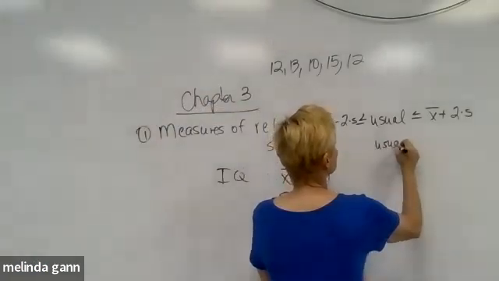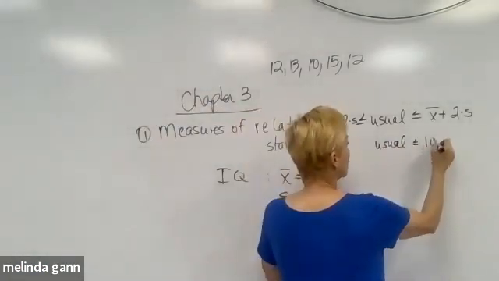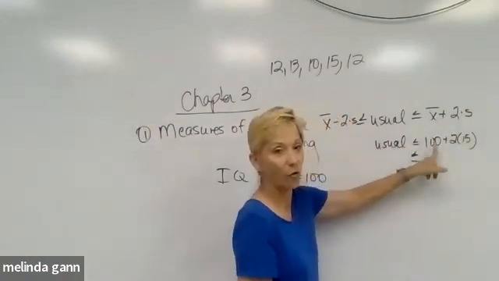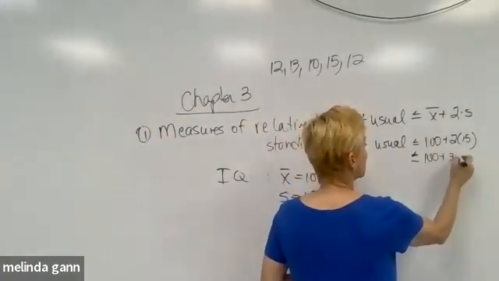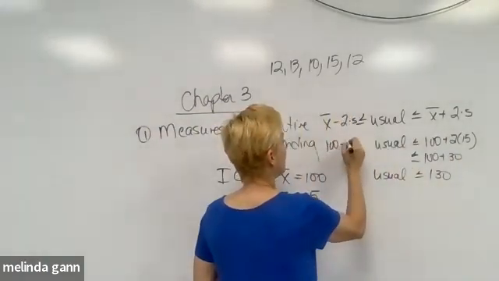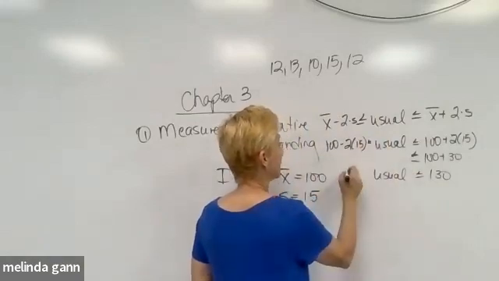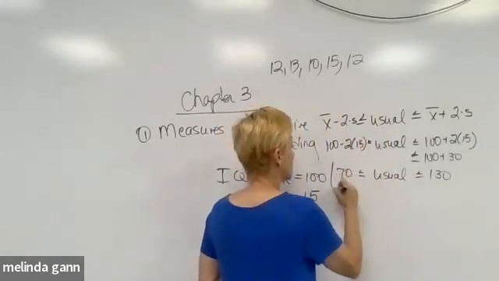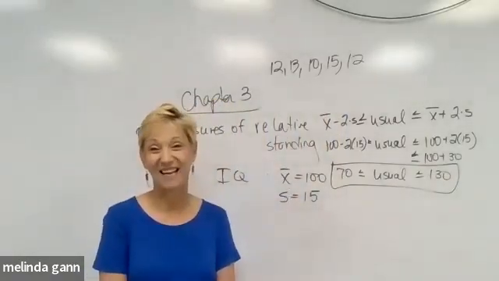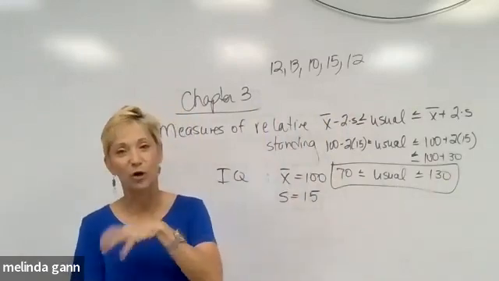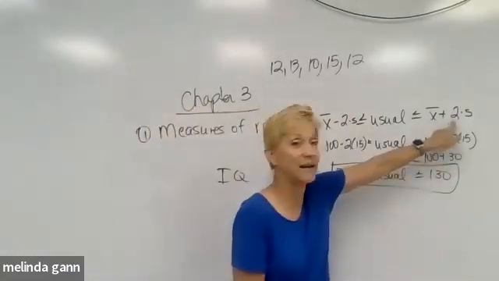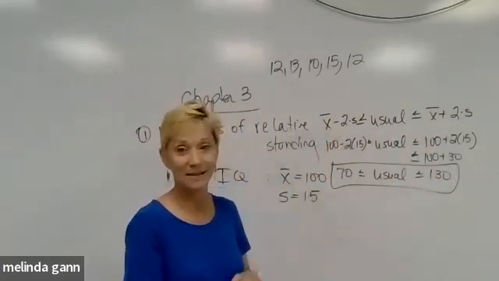Well, I would take my mean of 100, and I would say 2 times 15. Remember, order of operations, we multiply before we add. So 100 plus my 30 would be 130. If I took my 100 minus 2 times my standard deviation, I get 70. So usual IQ scores would be somewhere between 70 and 130. So if I said somebody's IQ is 103, is that usual or unusual? You would say, well, that's usual. Unusual are numbers bigger than this or smaller than this.